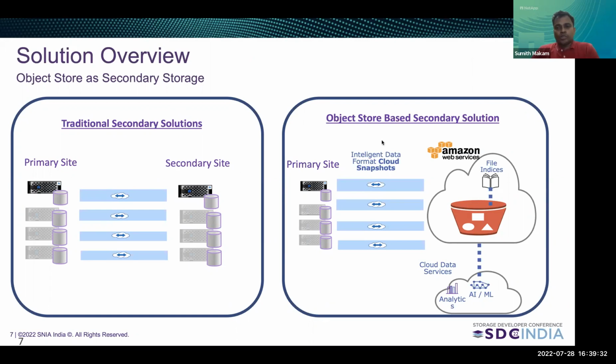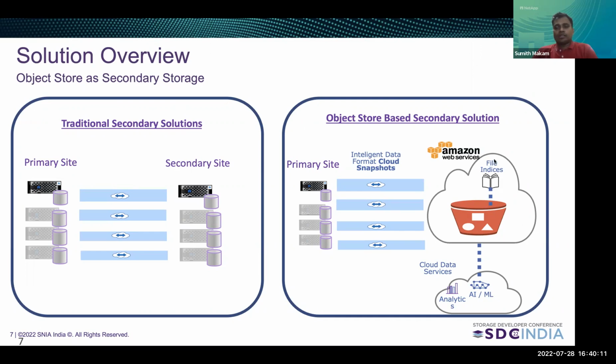Coming to the object store based secondary solution, as mentioned in the previous slide, all the nodes on the primary site can keep taking backup to the bucket. Once the data is backed up, some cloud data services can be spun off, which can read data from the bucket and do some analytics, or some AI/ML applications can read the data to do some modeling. Apart from that, we can also build file indices by reading the data from the bucket.